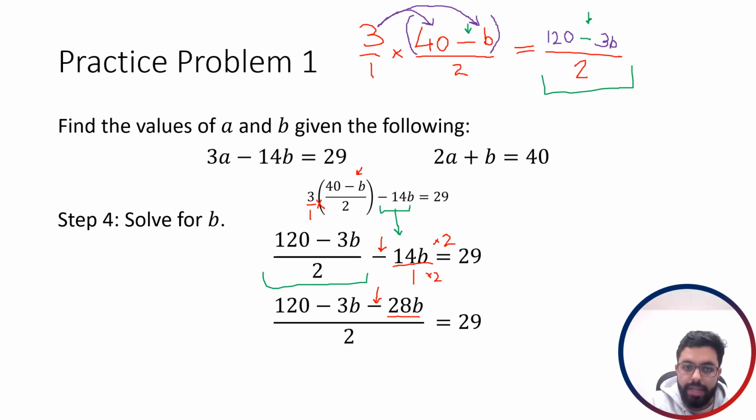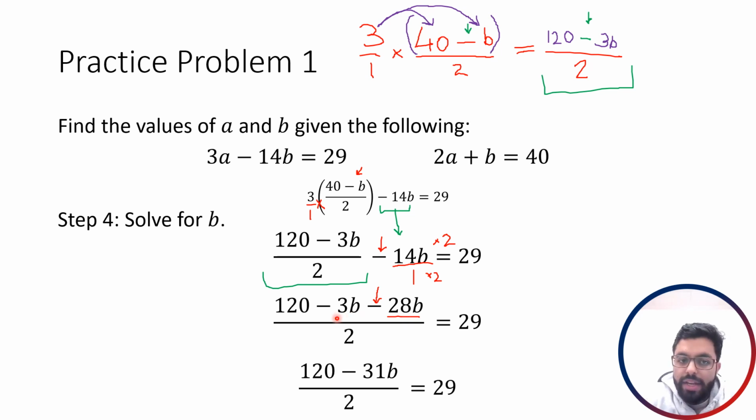But now we're starting to get somewhere, because now we can see that we've got minus 3b, right? We've got some number, whatever, minus 3b minus 28b. So if we mash those two bits together, negative 3 minus 28, that's negative 31. So we've got 120 minus 31b, the whole thing divided by 2, equals 29.